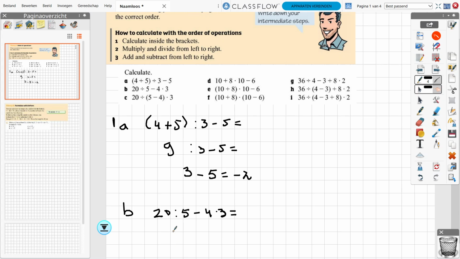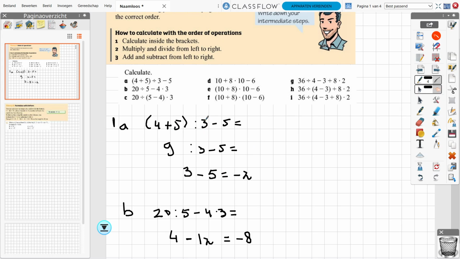I can do this first, because that's the first thing that I encounter if I go from left to right. 20 divided by 5 equals 4. But remember, also do the multiplication, 4 times 3. And you may write this down in the same step, right? So do the division and the multiplication in the same step. Gives me 4 minus 12. 4 minus 12 is minus 8, right? So use the order of operations and please write down your intermediate steps.